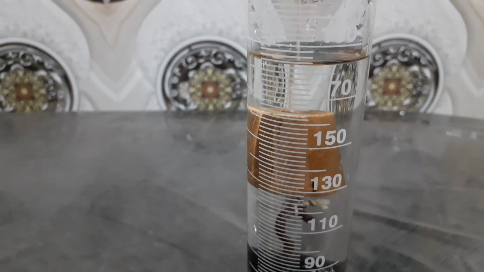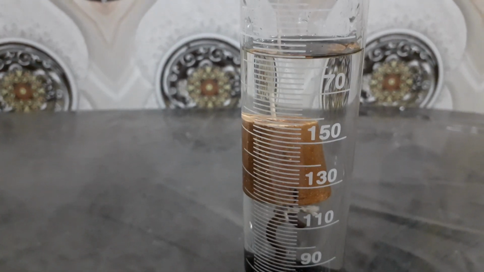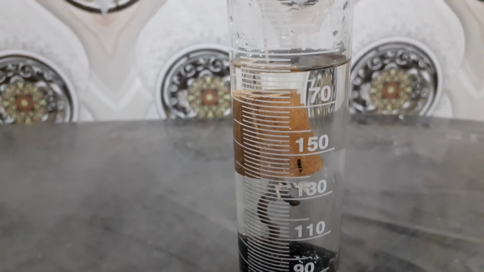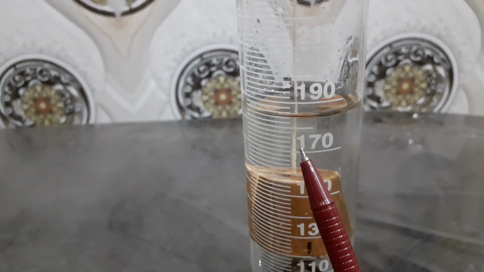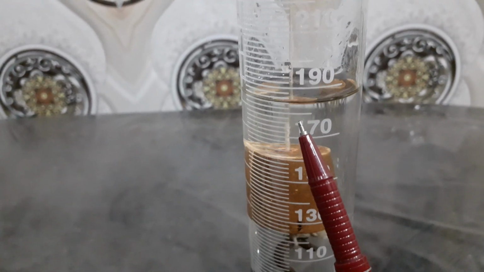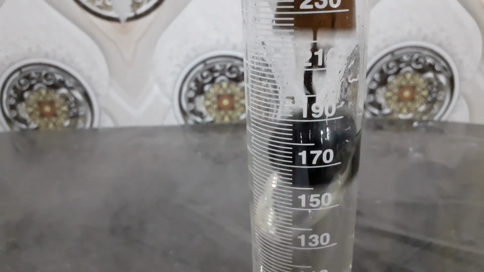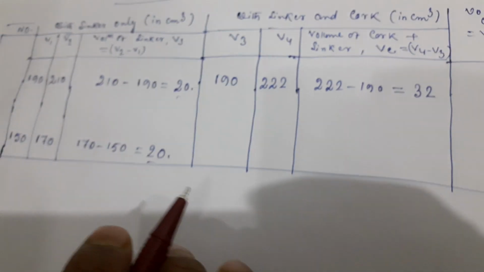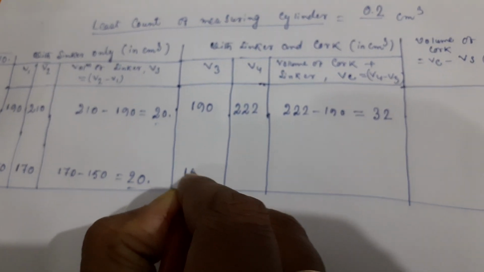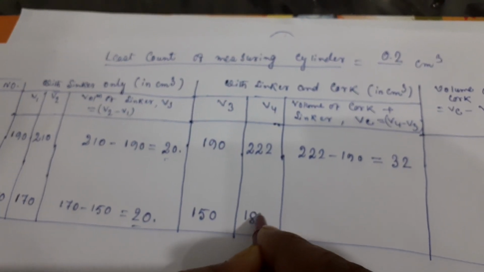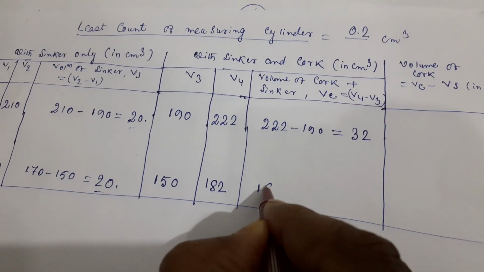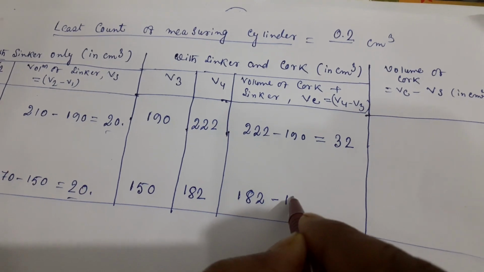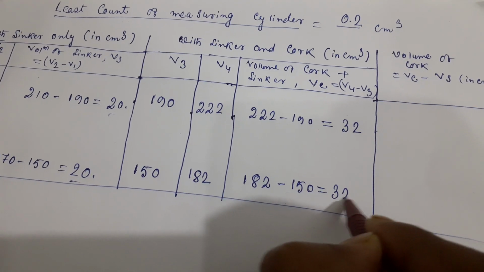If you see the measurement here properly, what value is actually coming? You can see from here that this one is 170, clear. So 170 here and 182 is actually coming here. So you have to write down here 150 initial level and 182 here, clear. Now V4 minus V3, if you do, then what value is coming? 182 minus 150 is equal to 32.